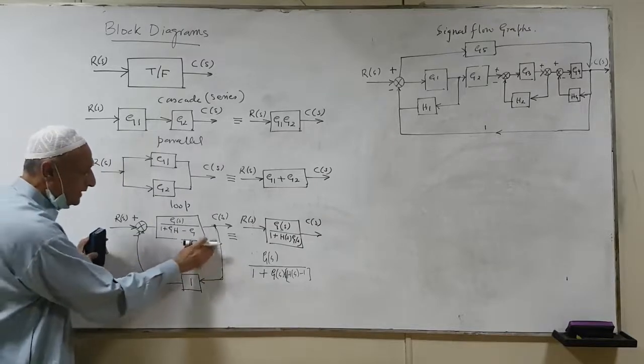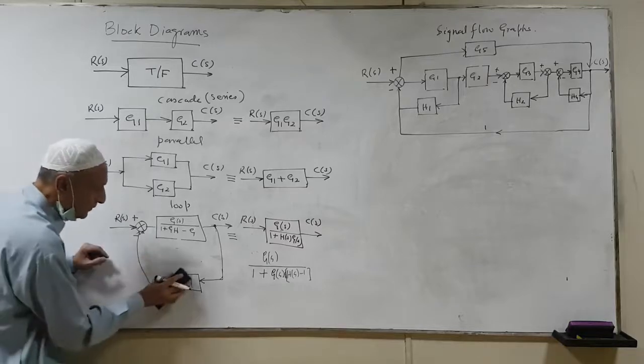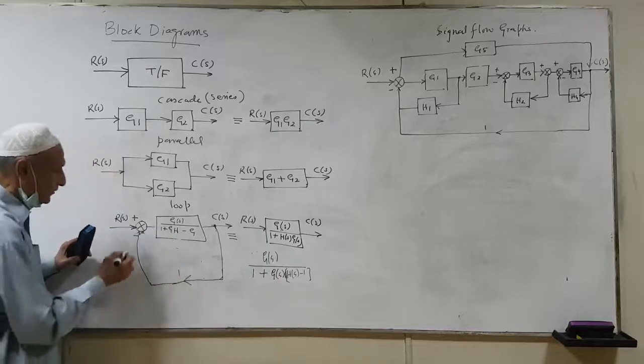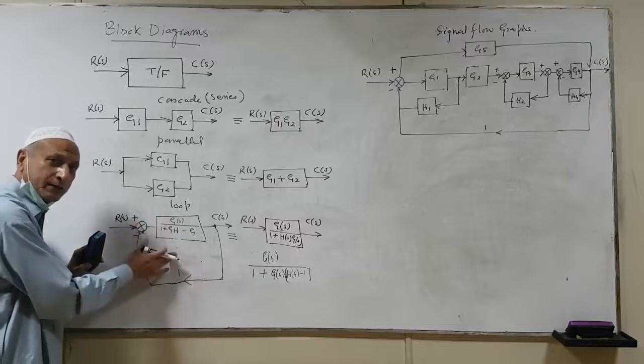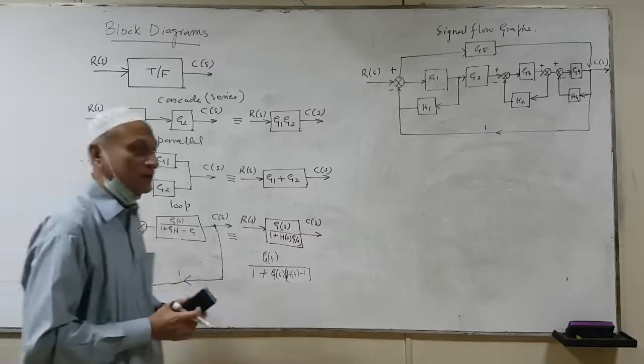Now we have converted that system, canonical form, into an equivalent unity. So 1 means nothing, so just put 1. So that is now a unity feedback system, an equivalent unity feedback configuration for the given feedback loop.